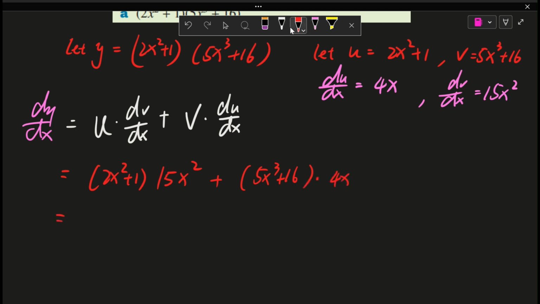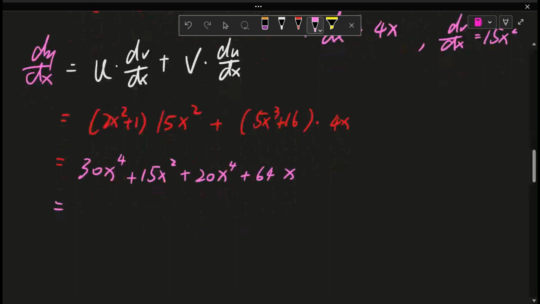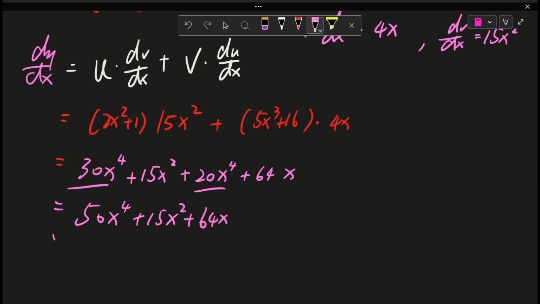And then simplify: 30x to the fourth plus 15x squared plus 20x to the fourth and plus 64x. And the answer will be 50x to the fourth, since those are like terms, and then plus 15x squared and plus 64x. That's it. That's the answer.